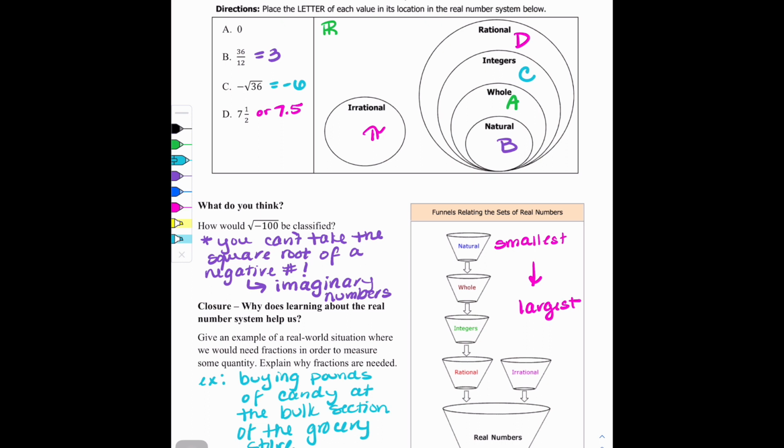It says explain why fractions are needed. Maybe I don't want to buy a full pound of candy. And I would need it because I want to buy maybe a half pound, which means I need 0.5, which means I need fractions and decimals in order to measure that quantity in real life. And I'm sure there's many other examples that we could come up with. That's just one that if you'd like to write down as an example, maybe that'll get your brain going and thinking about some other situations where they would be needed. So that concludes our lesson on classifying real numbers.